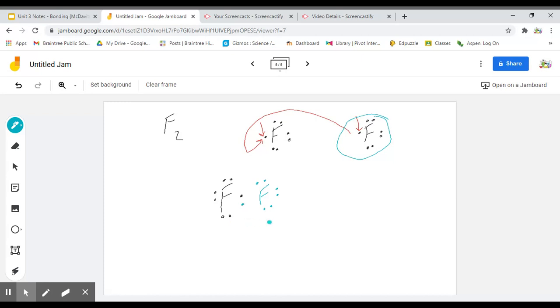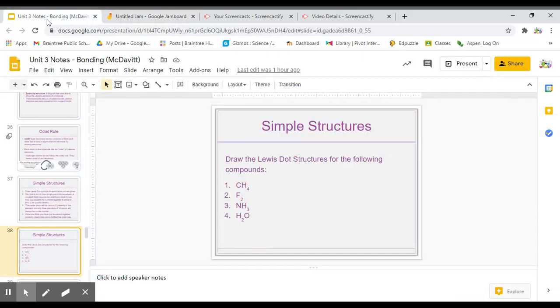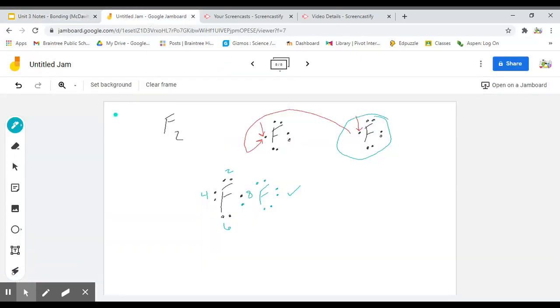And then you want to look and ask, is each fluorine happy? Does it have 8 valence electrons? Well, there's 2 here, 4, 6, and then it shares these two, so 8. And that's the same for this fluorine, so cool, we have a full valence shell for each of these. And so our next example is NH3.